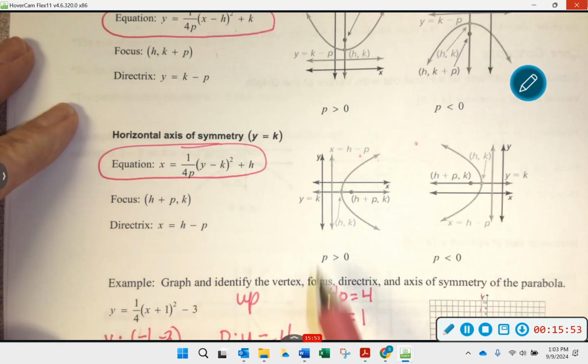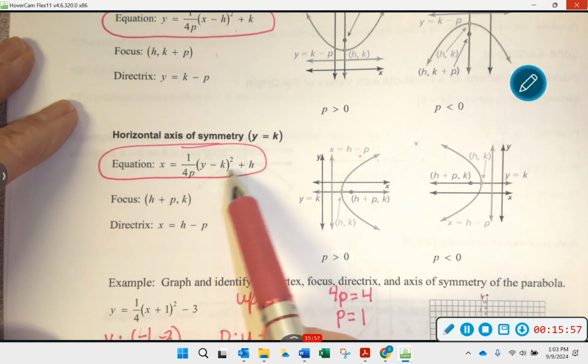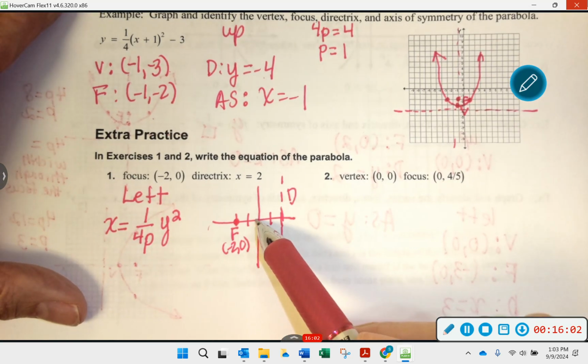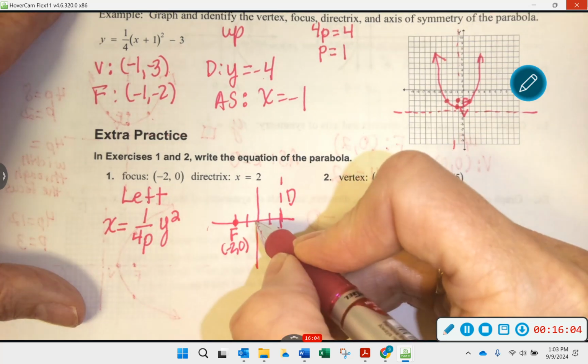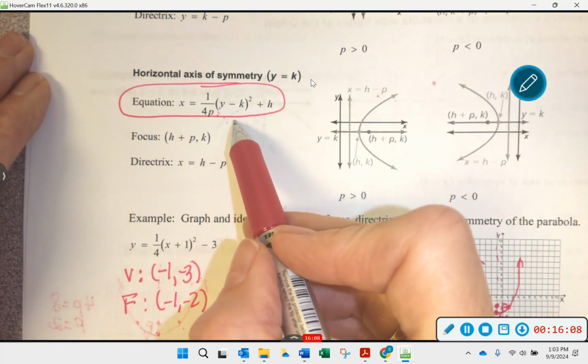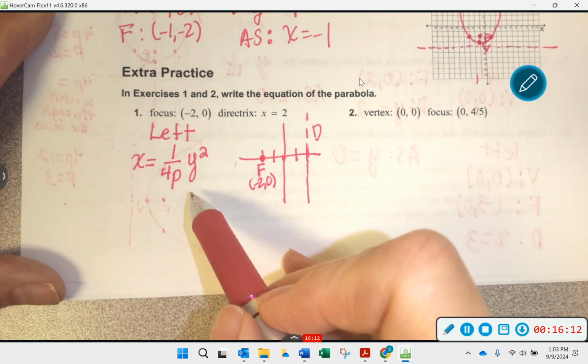Why didn't I use all of this stuff? Why didn't I have to use this h and k? Because I could see what? That the vertex is at 0, 0. So that's why I didn't have to use this. On your homework, you're going to have to use this though. Okay? But for now, we're doing an easier problem.